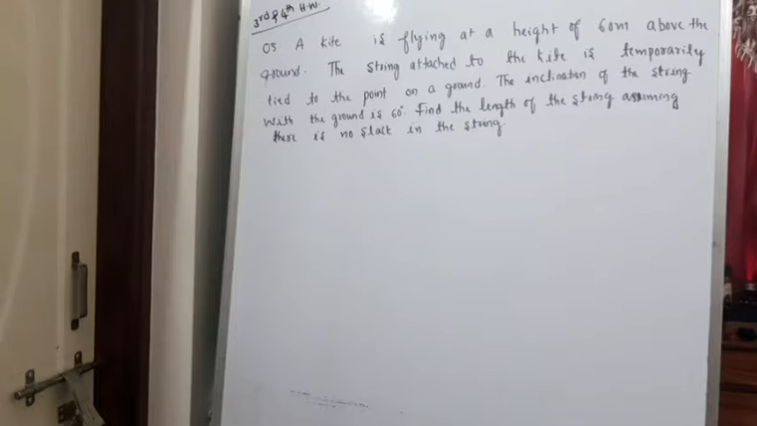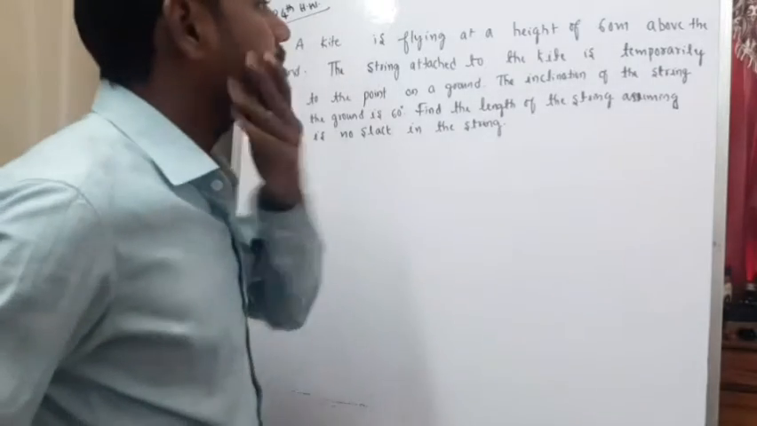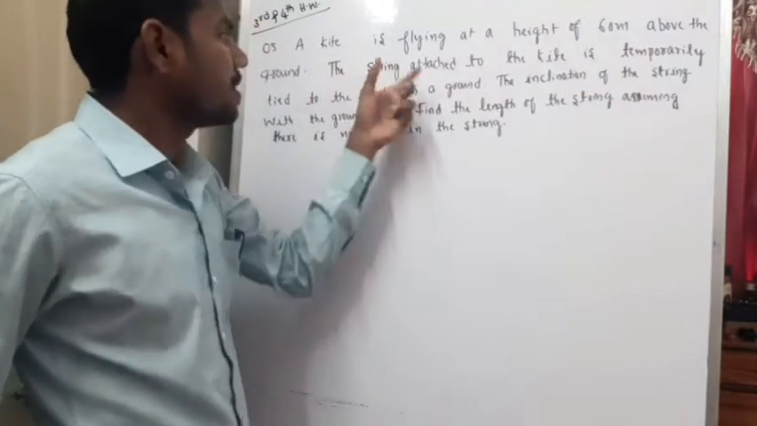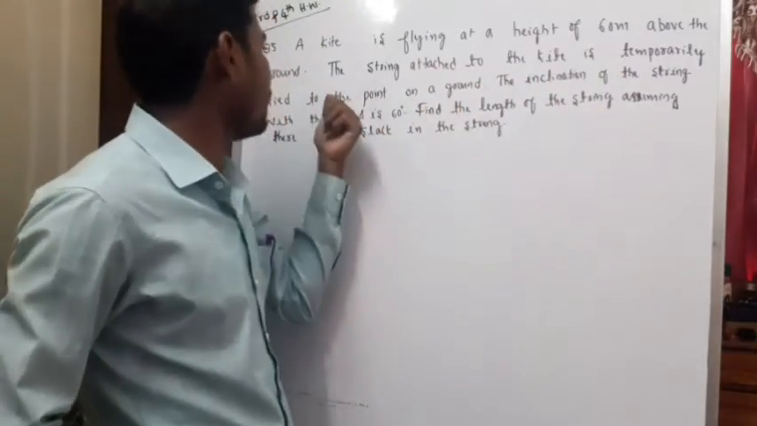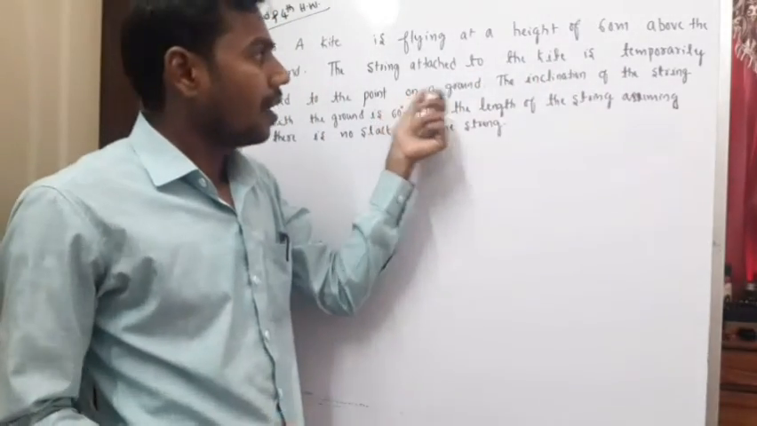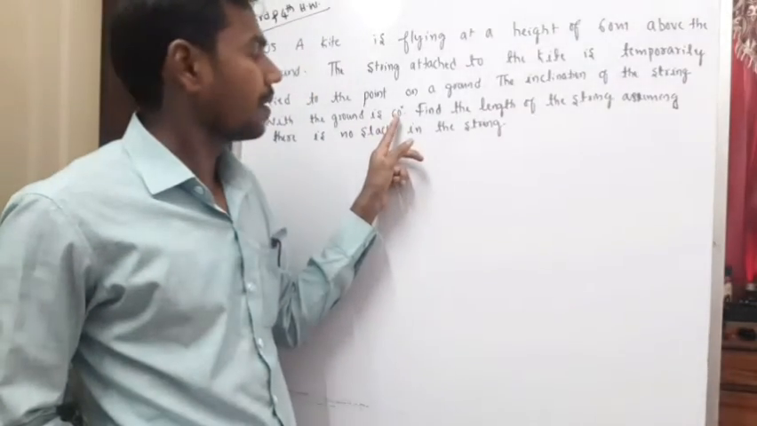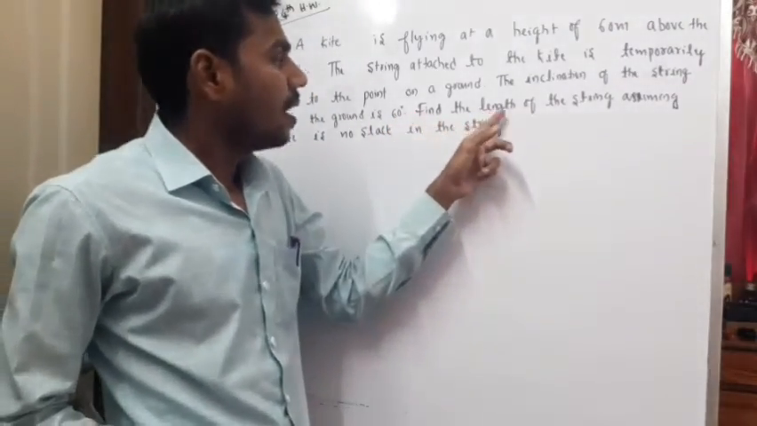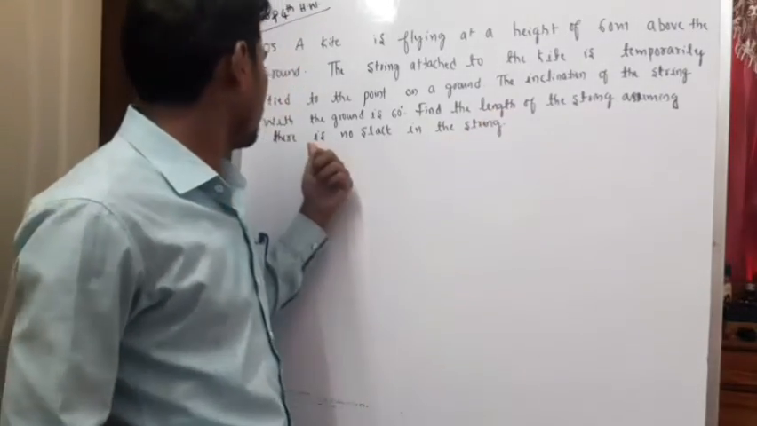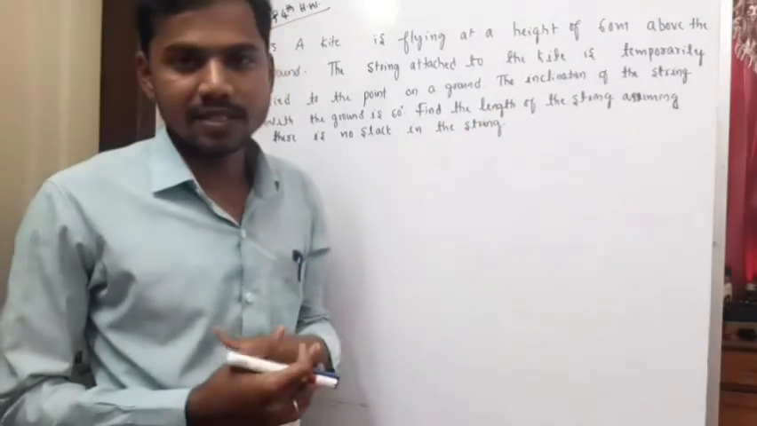Fifth question: a kite is flying at a height of 60 meter above the ground. The string attached to the kite is temporarily tied to a point on the ground. The inclination of the string with the ground is 60 degree. Find the length of the string, assuming there is no slack in the string.